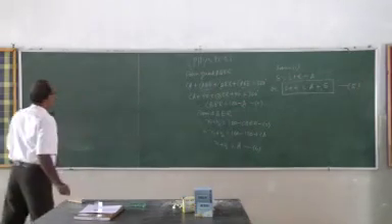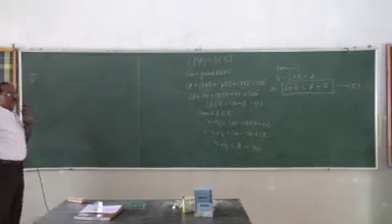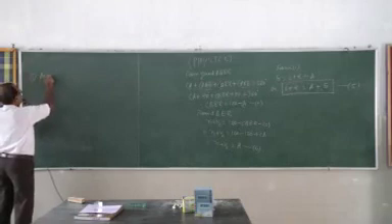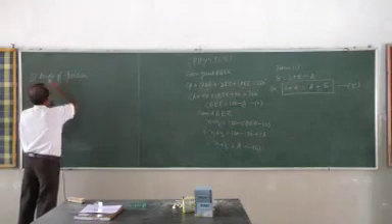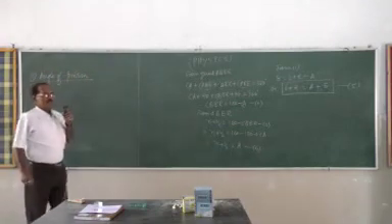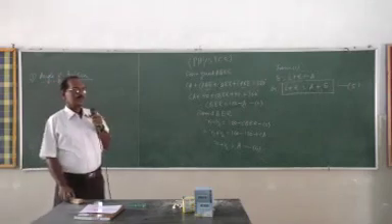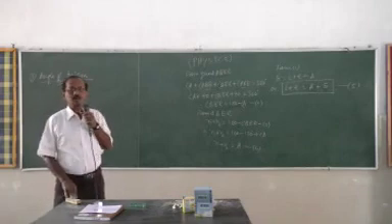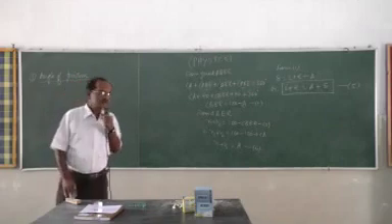I am starting with this one, but in your book the first one is angle of incidence. I am starting with the angle of prism. The angle of prism: more angle of prism, more will be the angle of deviation. More angle of prism, more will be the angle of deviation.